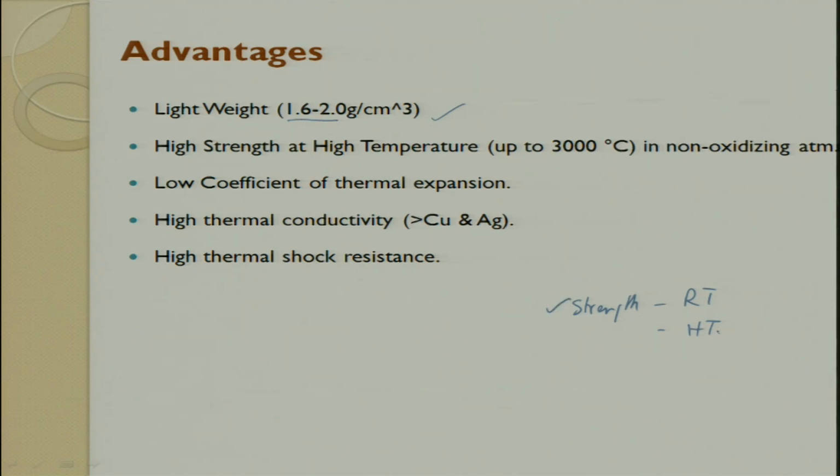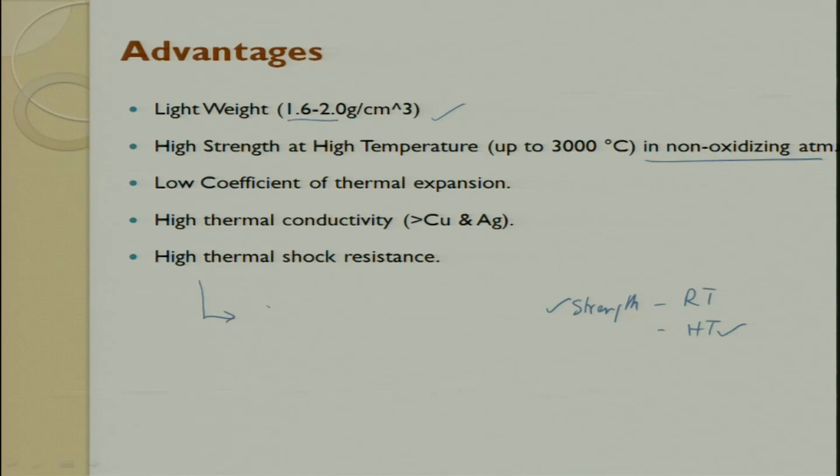Today our requirement is strength at high temperature. At room temperature, you can see the strength will be good, hardness will be good, but at very high temperatures the material gets deformed. The moment it deforms, it loses its functional properties. So, high strength at high temperature is another big advantage for CC composite in a non-oxidized atmosphere. It also has to have low coefficient of thermal expansion, high thermal conductivity, and high thermal shock resistance.